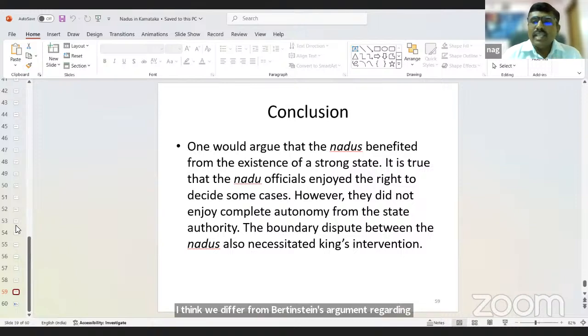And we find in the case of boundary disputes also, the Nadus wanted the king's intervention. We have this kind of evidence coming even from Tamil Nadu. So we cannot say that Nadus were autonomous to that extent. Of course they were autonomous, but they did not have unlimited power. They were always under the control of the state. This is what I would try to argue today. Thank you.